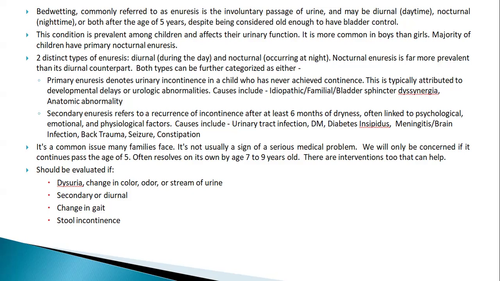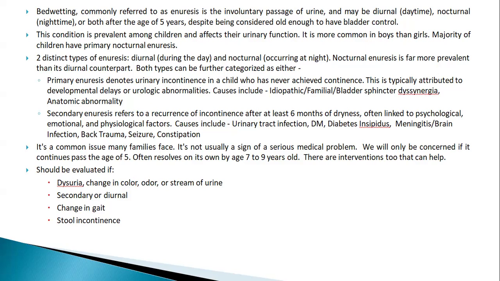But there are situations where we can have concerns, like if it is accompanied with maybe dysuria, painful urination, or maybe there's changing color of the urine, or there's an unusual odor, or maybe the stream of the urine is weak. And then also the secondary or diurnal enuresis can be concerning as well. Or maybe the child is having abnormal gait. Stool incontinence is another one that could be a source of concern.